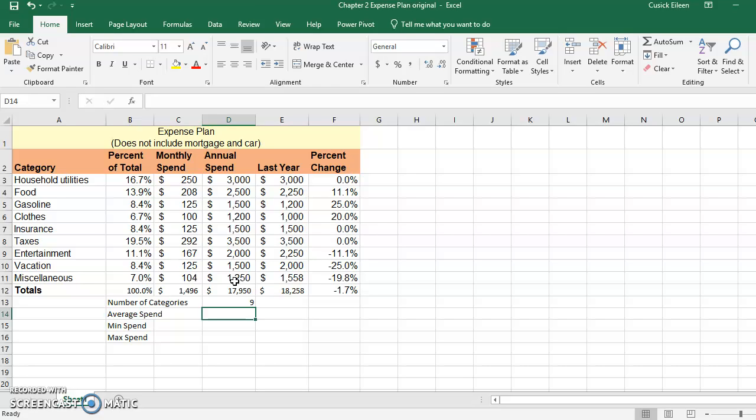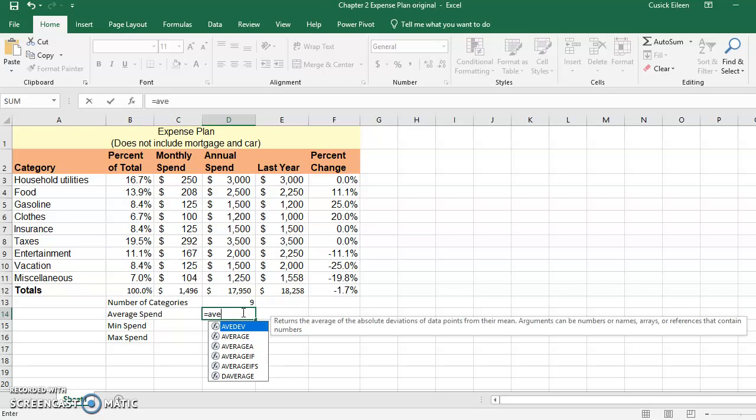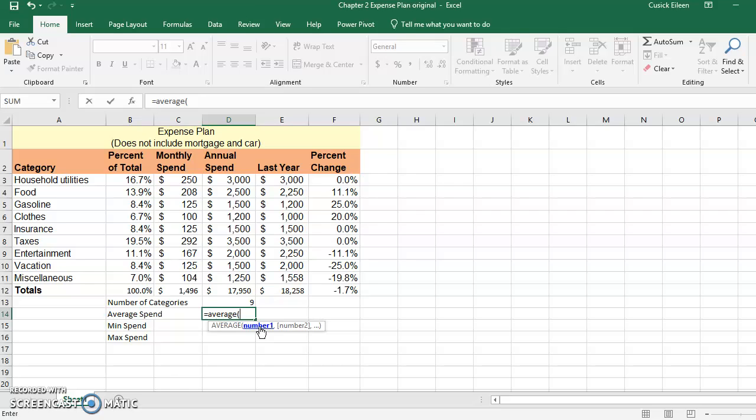Now, the average spend is going to be in the same column here. How do I want to calculate that? Well, equal AVE. You would think AVE, but that's not a particular function. I have all these other functions, and I have to select the one that I want, so you have to spell out the name. Average returns the average, arithmetic mean, of its arguments, which can be numbers or names, arrays, or references that contain numbers. So average, left parenthesis, and again, it's going to be D3 to D11.